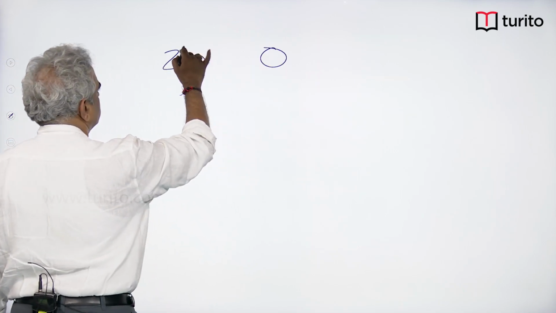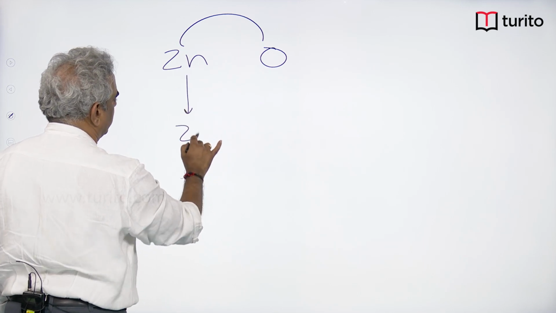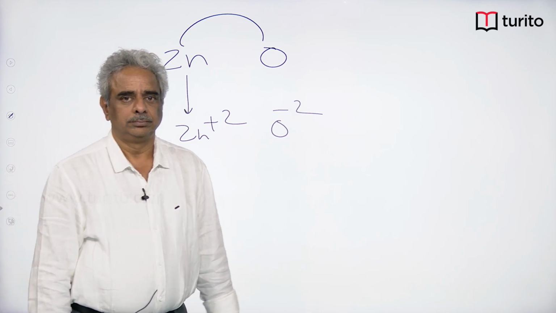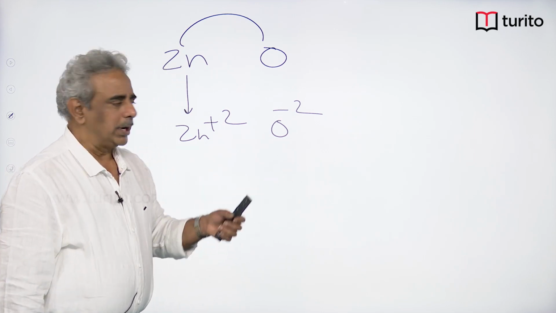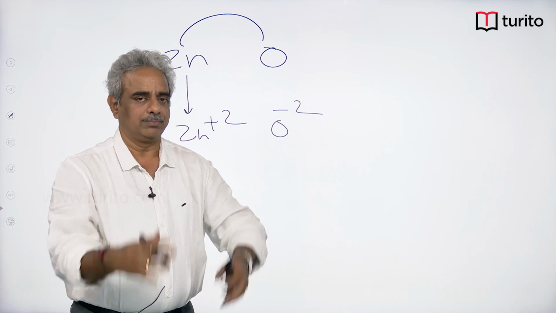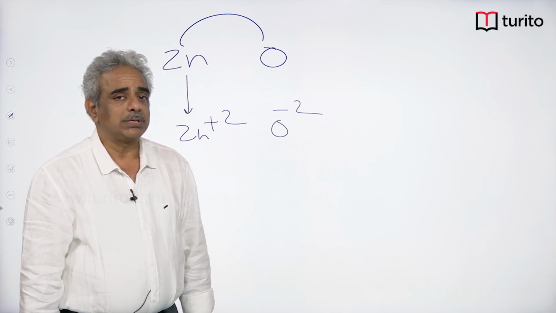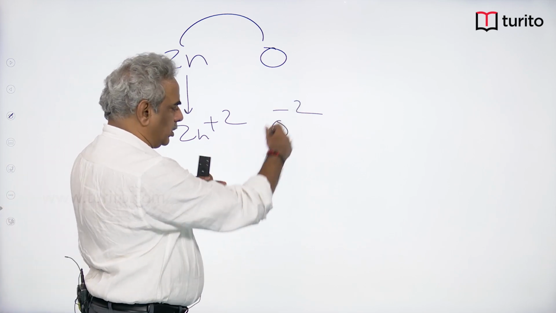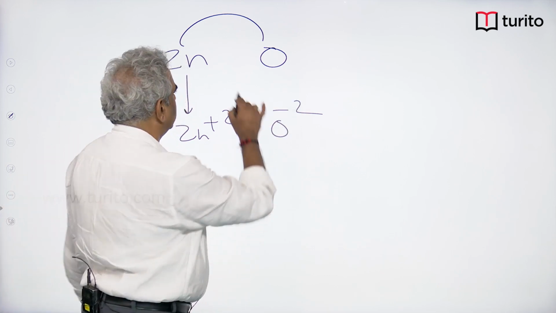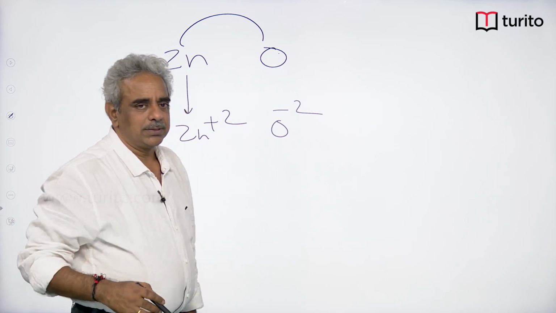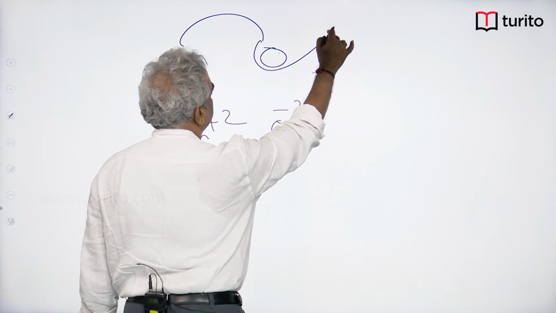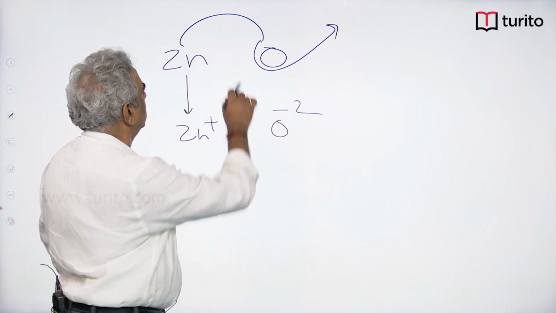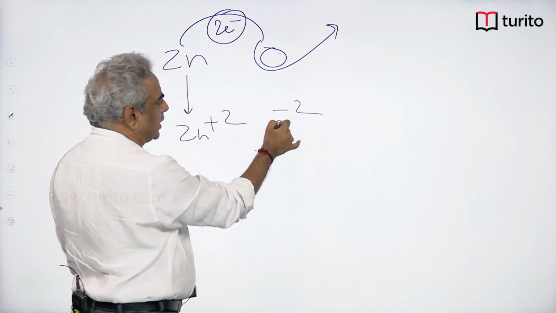Zinc and oxygen: zinc should transfer electrons and form Zn plus 2, and oxygen should form O minus 2, and these two should get crystallized. Now, sometimes in too hot a condition, when you start crystallizing it, the electron transfer will not take place to oxygen. The oxygen will remain outside the crystal. The electrons lost by zinc will occupy the place of oxygen.